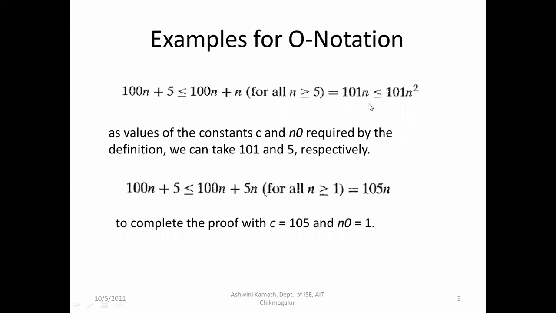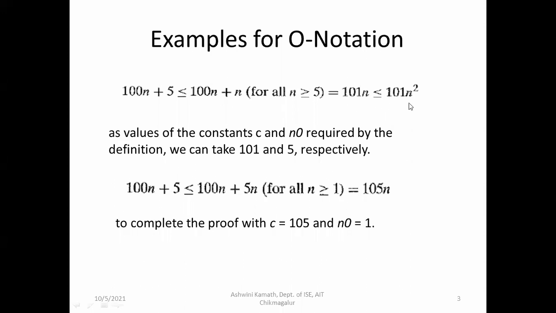So here also we can see that when n is equal to 1, what happens? 101 into 1 is 101, and 101 into 1 square is again 101. So 100n less than or equal to 101n square holds with equality. So we can prove that. Then if I take the value 2, it is also true, because here we get 2 square, which is 4. This term becomes 404 and this term becomes 202, which is less than 404.